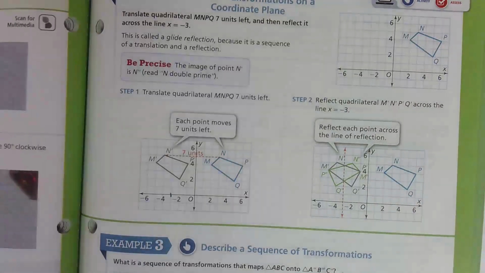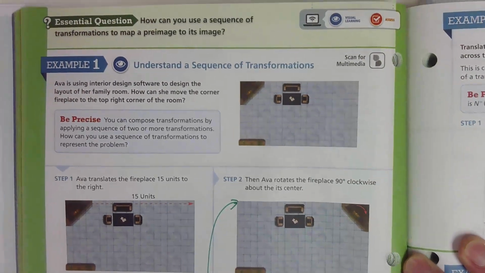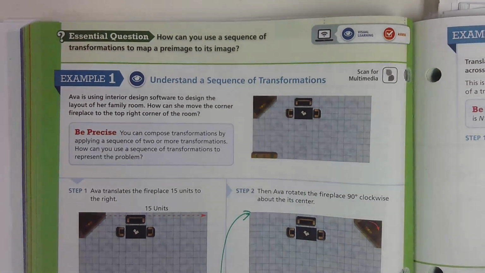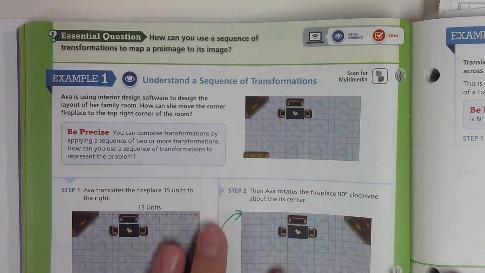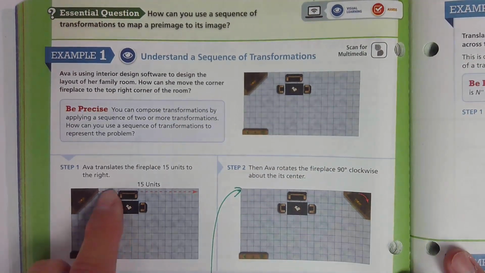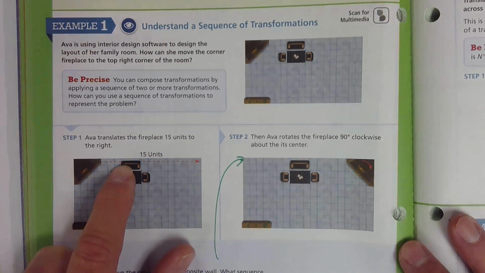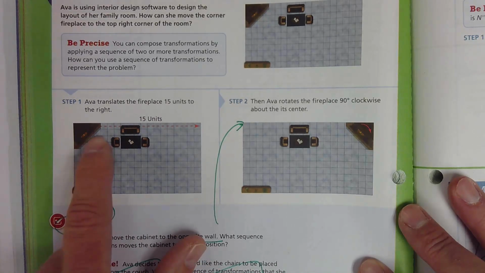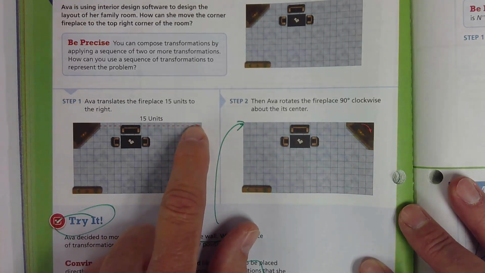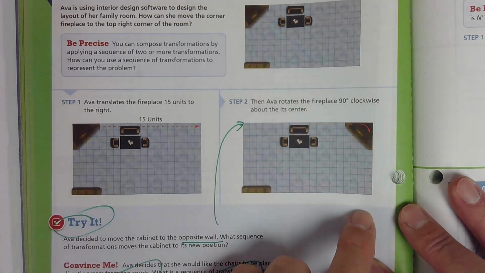So let's move on to example 1 on page 328. And they're talking about a sequence of transformations. And it says Ava translates the fireplace 15 units to the right. So apparently she's designing her home. Here's the fireplace. So she moves it, and you can see this here, 15 units to the right, and then she rotates it 90 degrees.